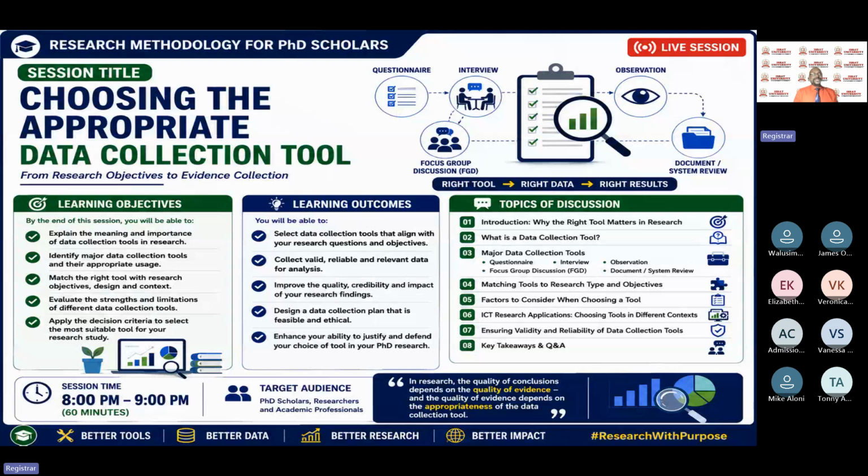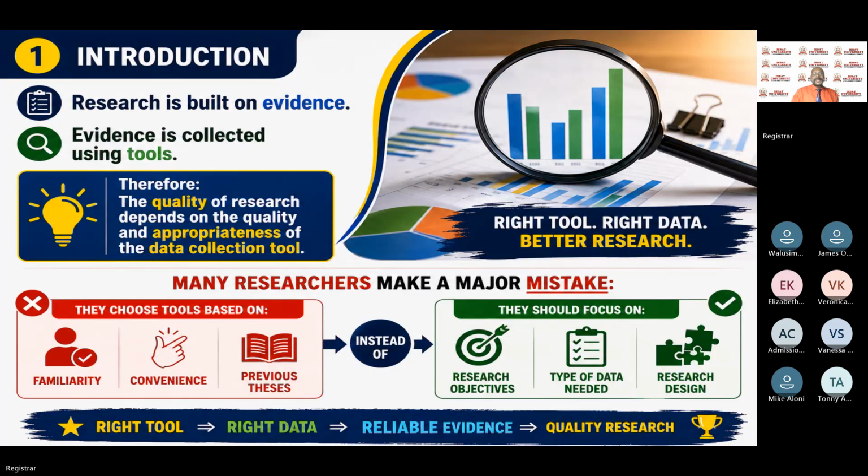In research, the quality conclusion is the quality evidence. What is the quality evidence? You get quality evidence by choosing or collecting appropriate data collection tools. So what is the purpose of the data collection tool? To get the real world on your table. So better tools, better data. Better data, better research. Better research, better impact. So that becomes a research with a purpose.